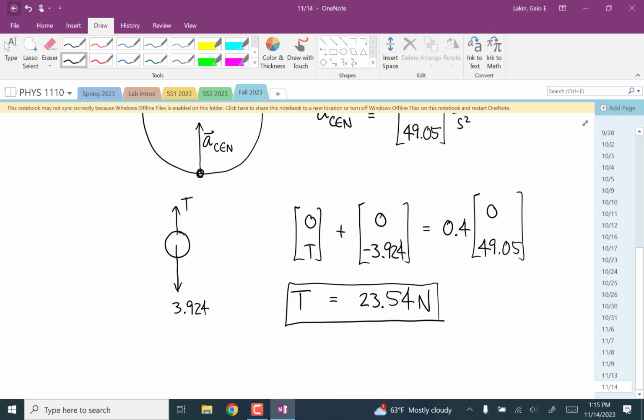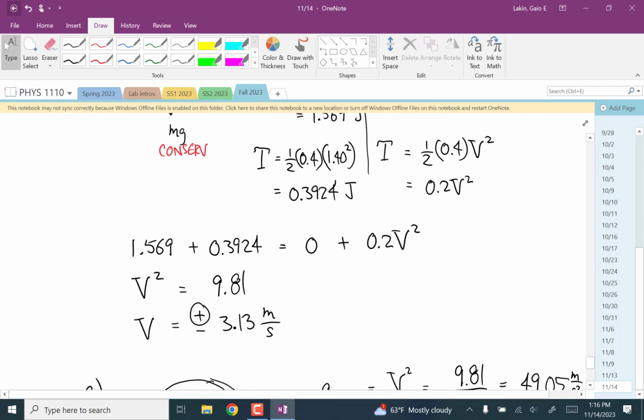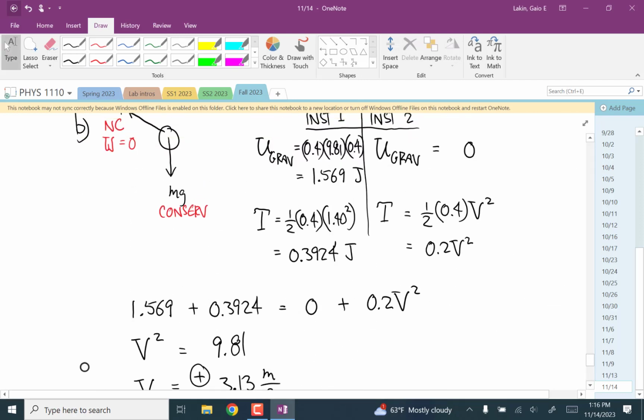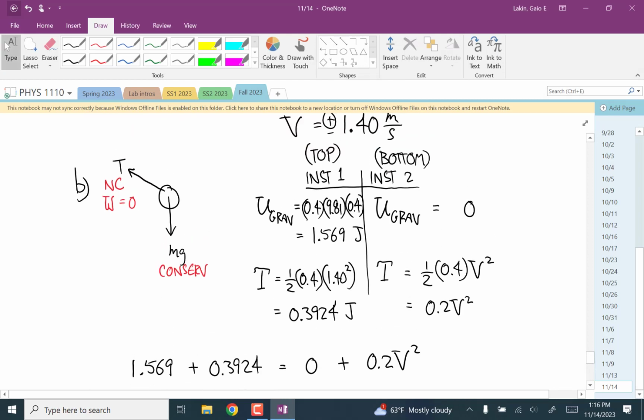Any questions about that? I mean, that's a super involved problem compared to most of the problems we do, but you know how to do each one of those steps. And you can see that we couldn't do this problem before we started talking about mechanical energy. Okay, that's all.